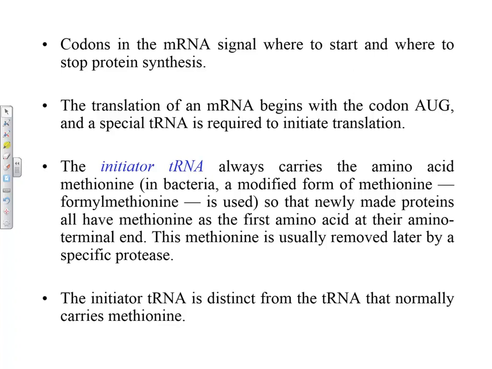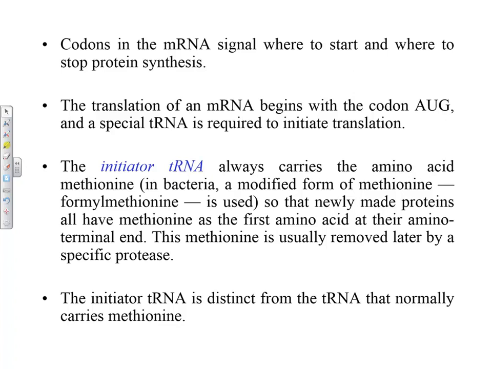Now the initiator tRNA always carries the amino acid methionine, and in the case of bacteria there is a modified form of methionine, which is formyl methionine. Remember we talked about formic acid, HCOOH, formaldehyde and so on. So if you put that formyl group on methionine, you'll get formyl methionine. It's used so that newly made proteins will always have methionine as the first amino acid at the amino terminal end. And this methionine is usually removed later by a specific protease.